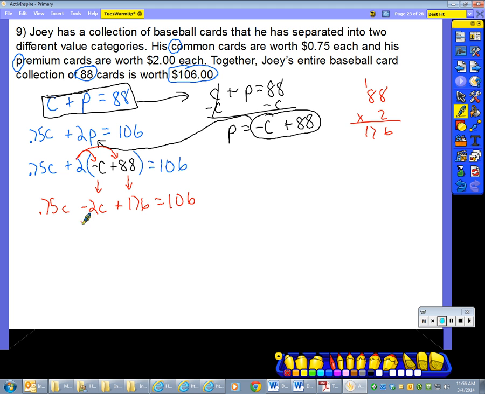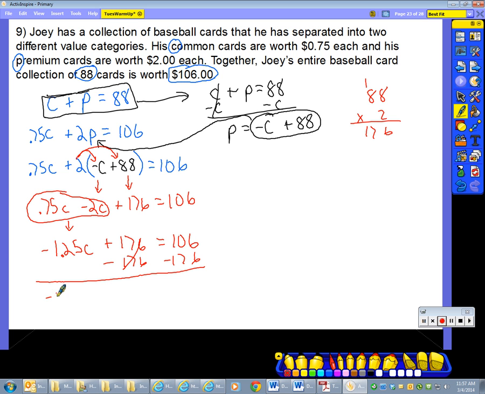Alright, so now I can combine like terms. If I have a negative 2C and a positive 0.75C, that means I'm going to have to subtract these. And I have more negatives, so that's going to leave me with negative 1.25C plus 176 equals 106. I want to get C by itself, so I'm going to subtract 176 from both sides.